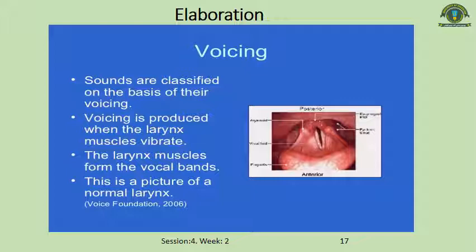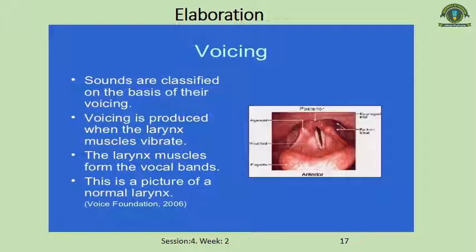What we are trying to understand is that sounds are classified on the basis of their voicing. And we understand what voicing is now: if we are producing the sound and we feel some sort of vibration, by touching the finger or the thumb on the Adam's apple, we can judge whether the sound is vibrating or not. If it is vibrating, always remember we call that a voiced sound. And if the vocal folds, the flaps or muscles, are not vibrating, we call that a voiceless sound.